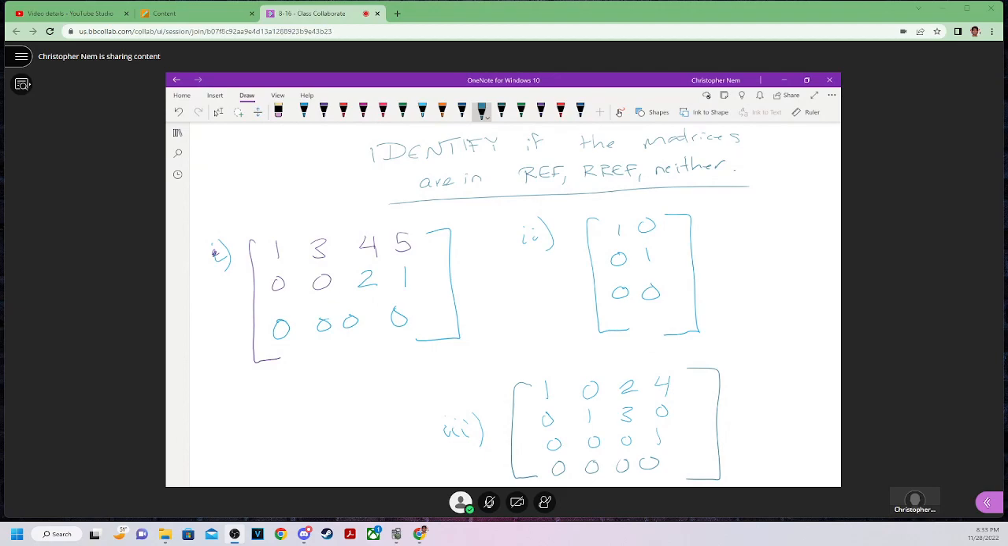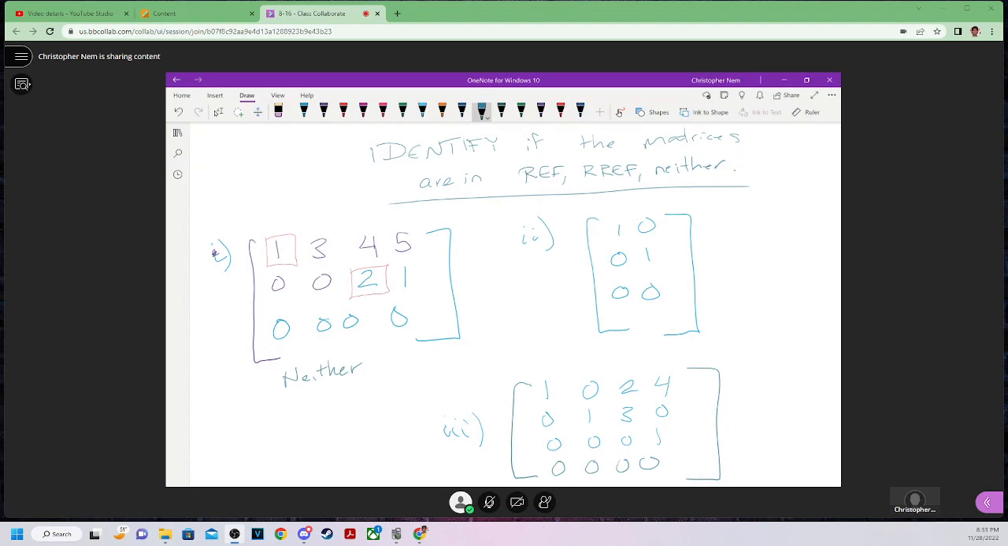All right, so looking at the first matrix over here, we have the leading entry being 1, the next leading entry being a 2. Automatically, this is neither. It is not in row echelon form, which means it's not in reduced row echelon form as well. They have to be a leading coefficient of 1.